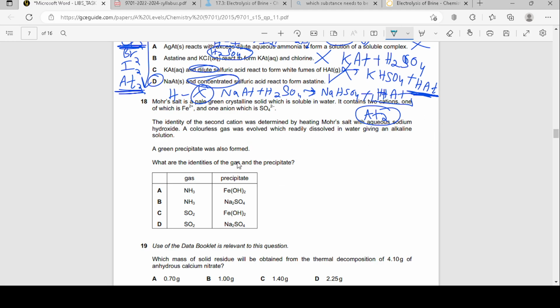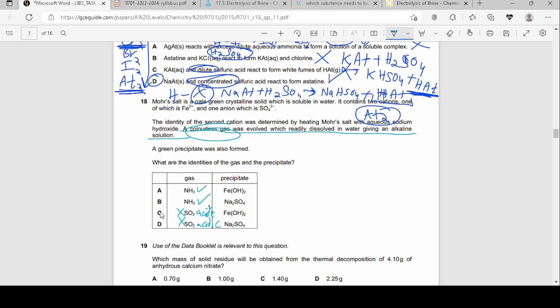Okay, so it's a pale green crystalline solid which is soluble in water. It contains two cations, one of which is Fe2+ and one anion which is SO4 2-. A colorless gas was evolved which readily dissolved in water, giving an alkaline solution. If you look at the options, you have NH3 and SO2. SO2 is actually an acidic gas, right? So that means it's wrong because they're talking about an alkaline solution. An alkaline solution can only be formed if the gas was a basic gas. So NH3 is a basic gas. So our first thought is that it's either A or B because the gas is NH3, okay?